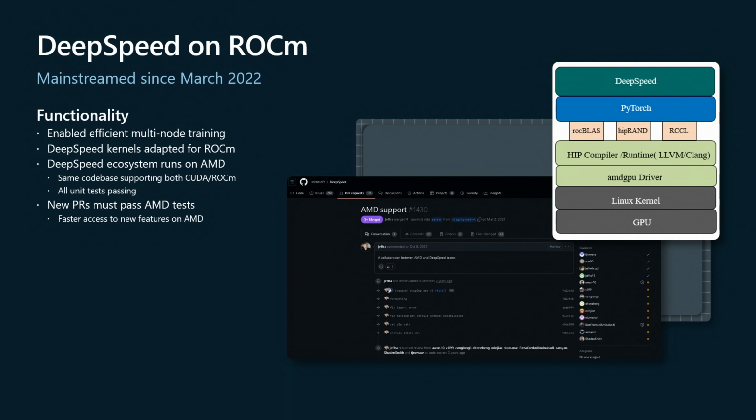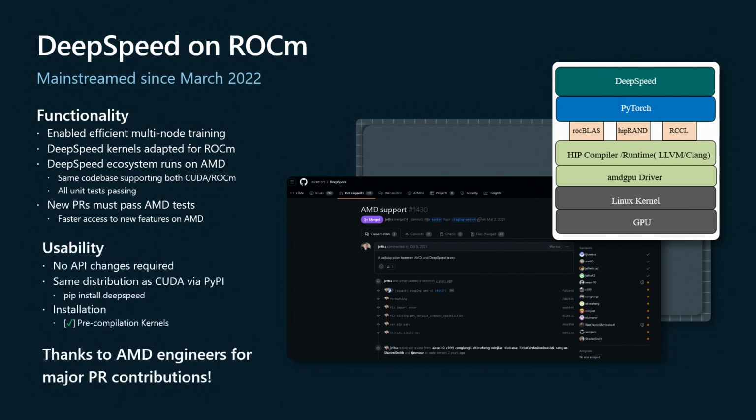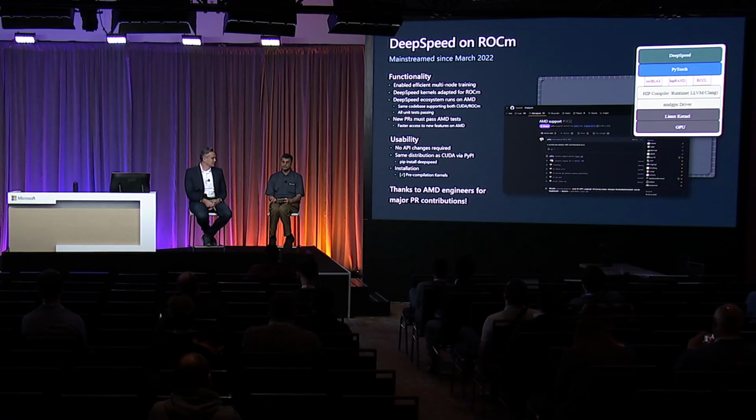And then we have a nightly build setup, and the unit tests are all passing. So I think at this point there are no API changes required, and you just install it as you would install on NVIDIA hardware. You do pip install DeepSpeed, and it will automatically pre-compile the kernel, automatically under the covers run the hipification, and then install all these kernels.